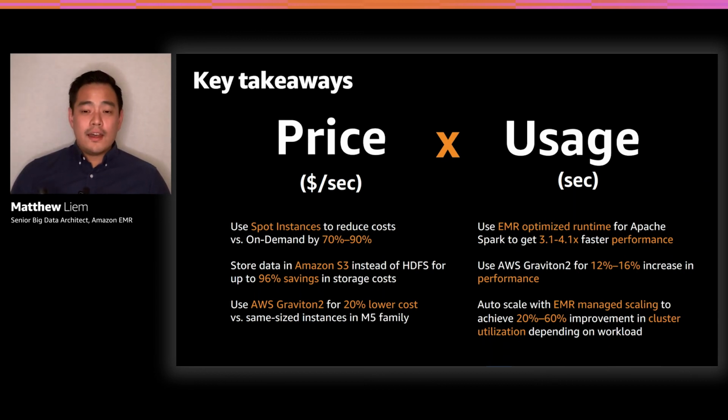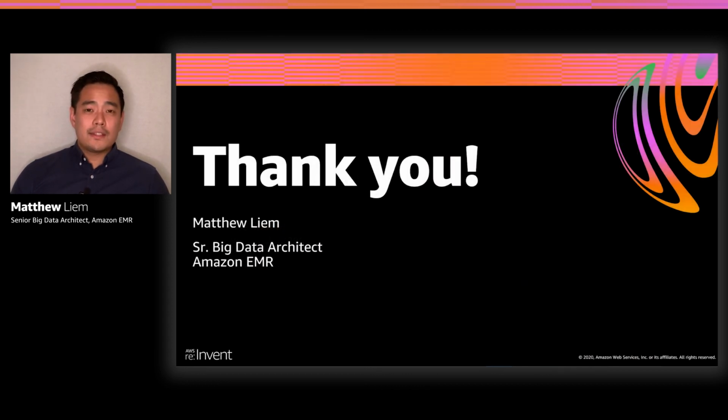And finally, use managed scaling to avoid paying for resources that your job or cluster does not actually need, allowing you to save anywhere between 20 to 60% depending on your workload. And so when you put all these things together to run your big data analytics on Amazon EMR, you're able to get faster performance, lower costs, and reliability all at once.